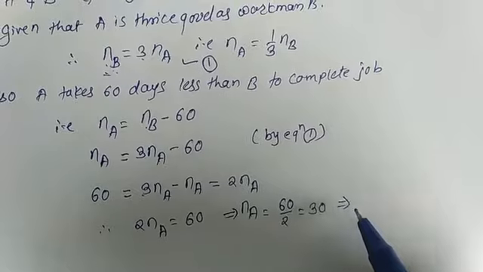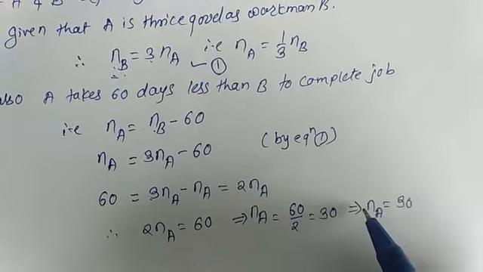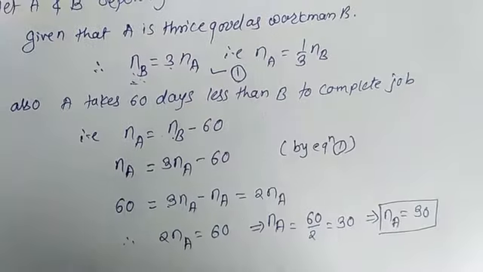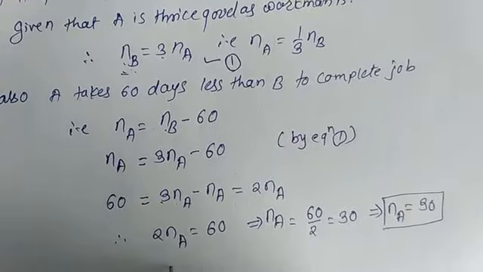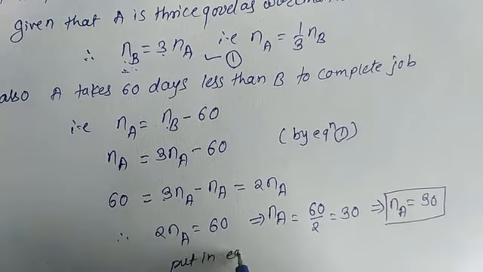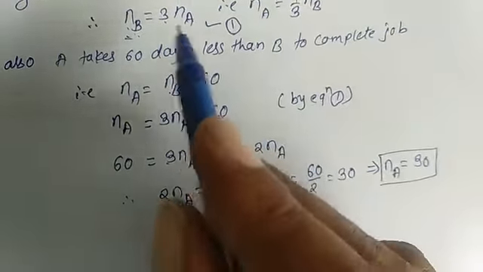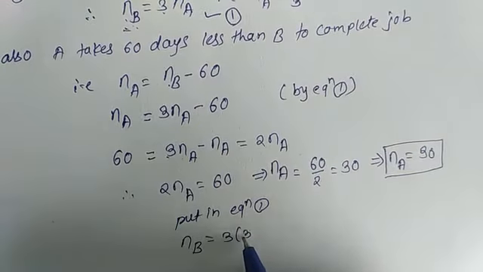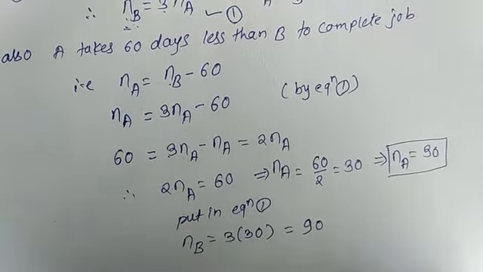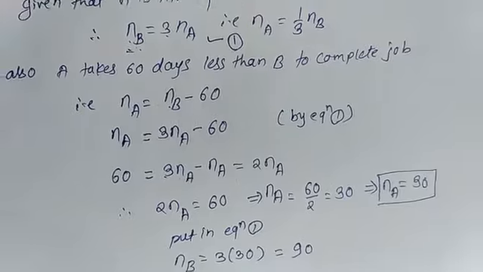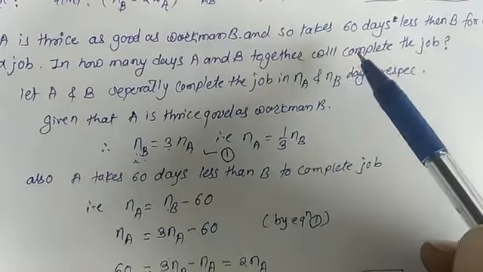Okay, so we get n to the base A is equal to 30. And after putting this value in equation 1, we get n to the base B is equal to 3 into 30, okay, which is equal to 90. Okay, so here we have to find how many days A and B together will complete the job.